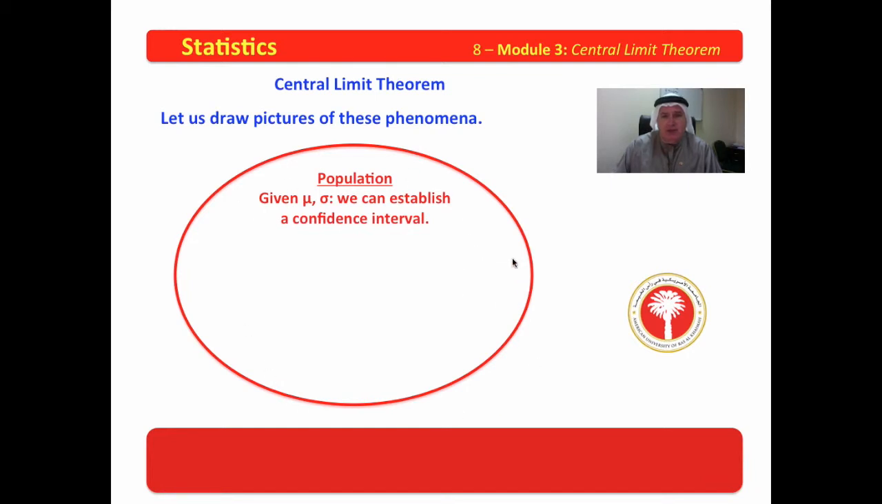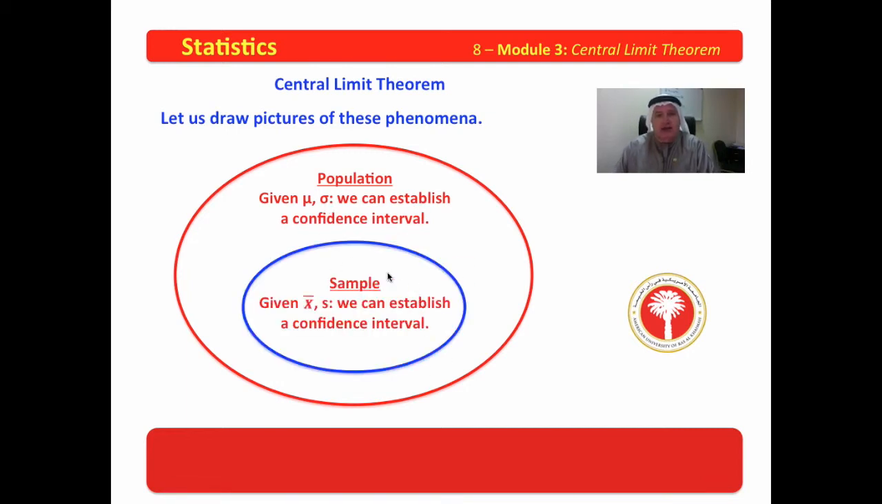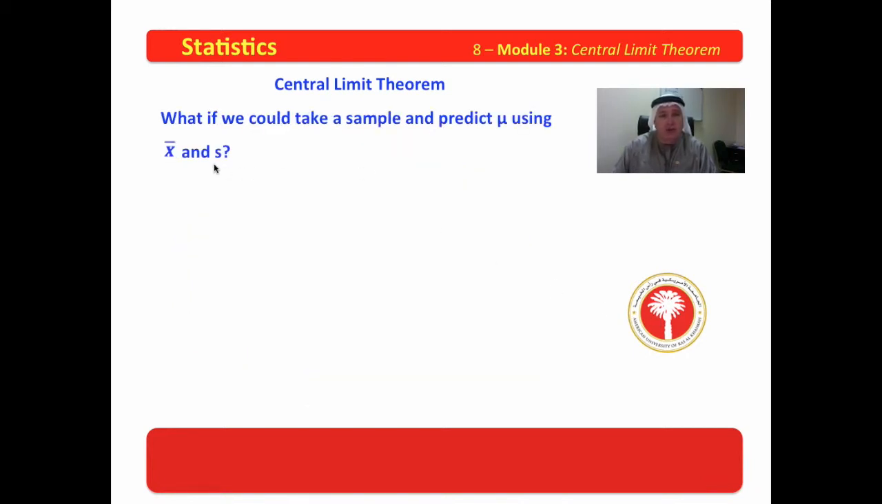In this particular picture, we have the population, and given the mean and the standard deviation, we can establish a confidence interval. If we take a sample of the population, given x bar and s, we can establish a confidence interval. But in this case, we know the population mean and we know the population standard deviation. How likely do you think we really are to know the population mean and standard deviation? Well, let me answer that for you. We're really not very likely to know the true mean and population standard deviation. In all likelihood, all we will know is the sample.